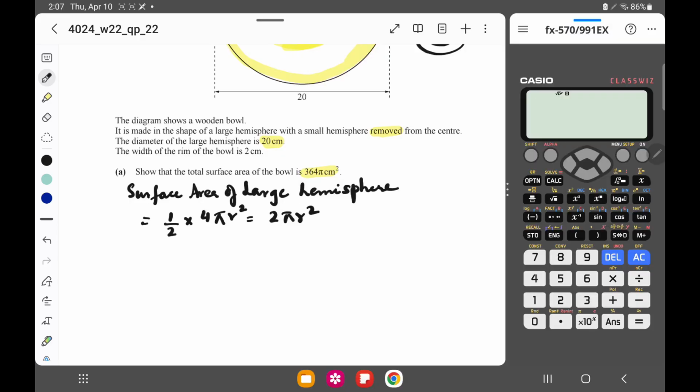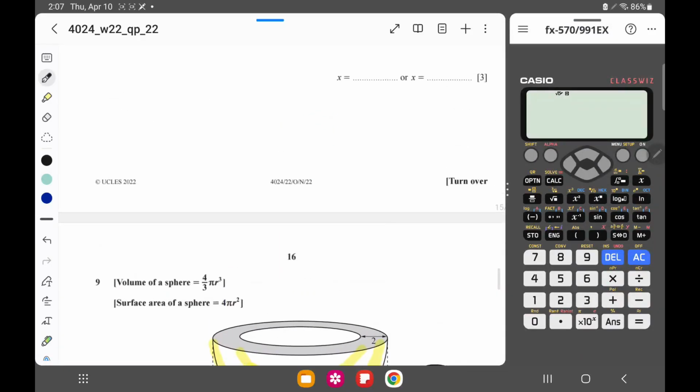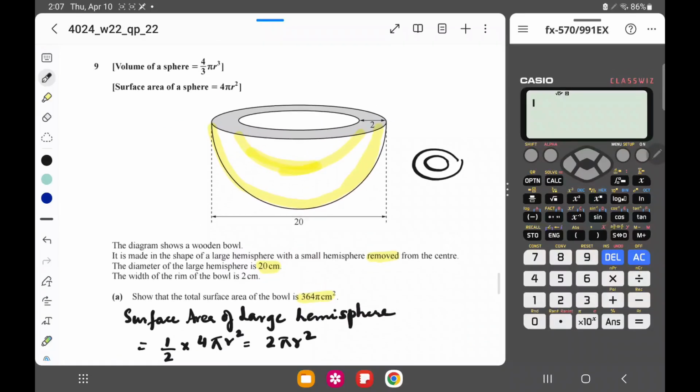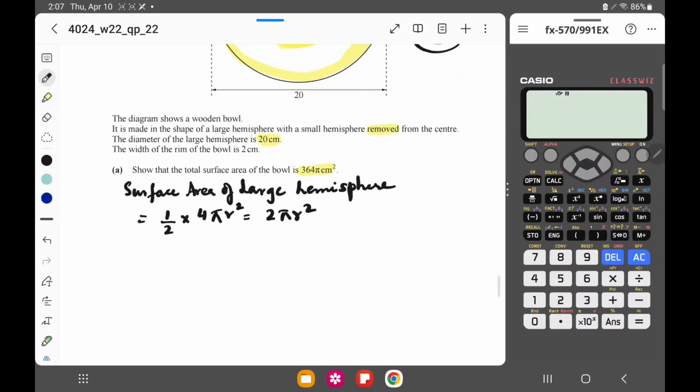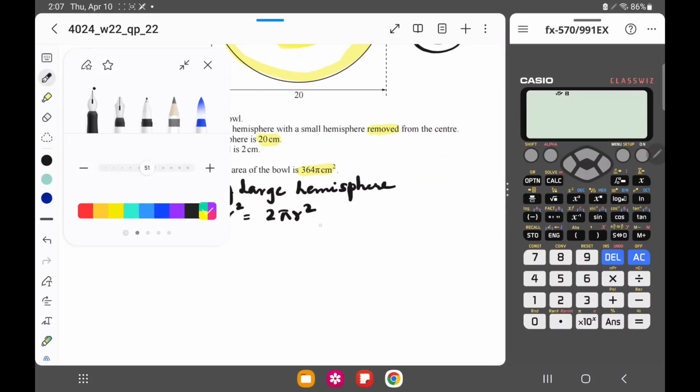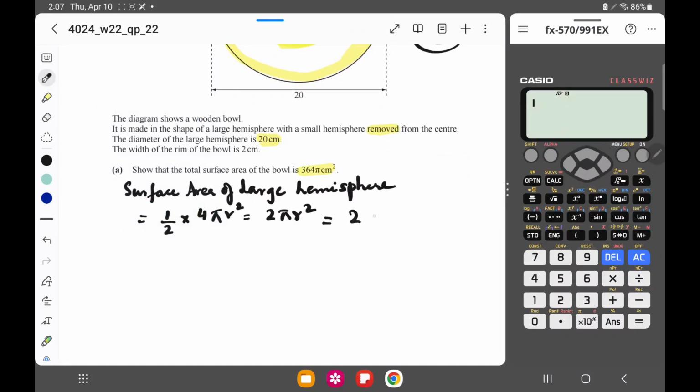The diameter of the larger hemisphere is 20, so 10 will be the radius. So just put 10 over there. 2 times pi times 10 square, which is equal to 2 times pi times 100, which is 200 pi square centimeters. This is the surface area of the larger hemisphere.